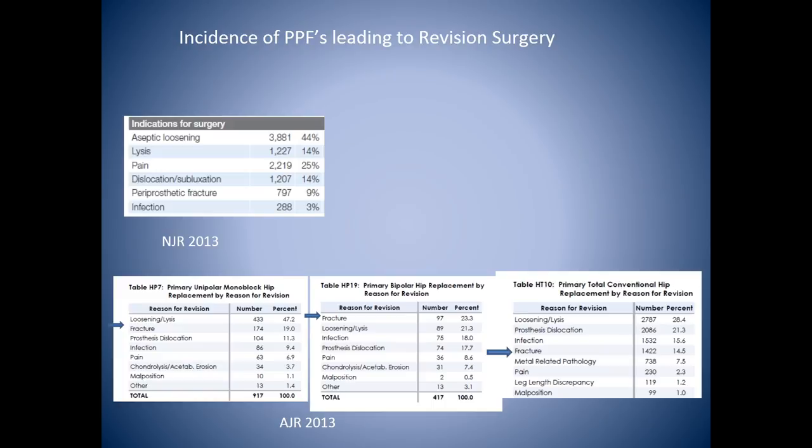As a cause of revision surgery, what's very interesting to see is that in the bipolar hips, periprosthetic fractures are the commonest cause for a revision of a bipolar, second most common in the unipolar, and it comes down to about fourth in the primary hips. And this is probably just a reflection on the age and the fragility of the patient age group as to when they're fracturing.